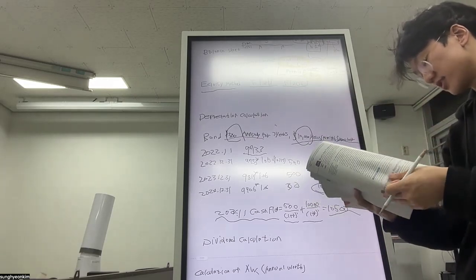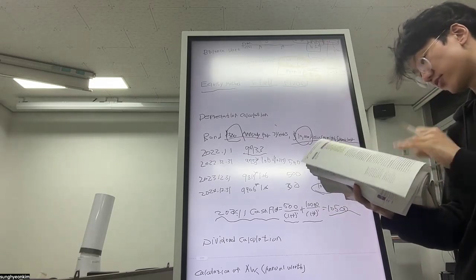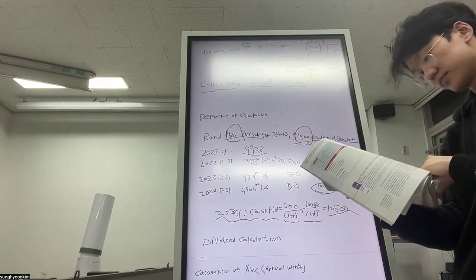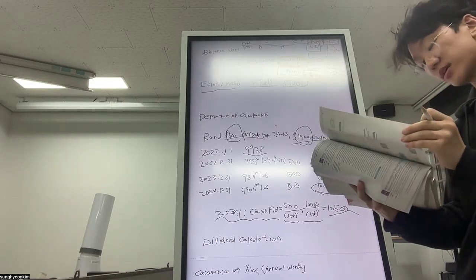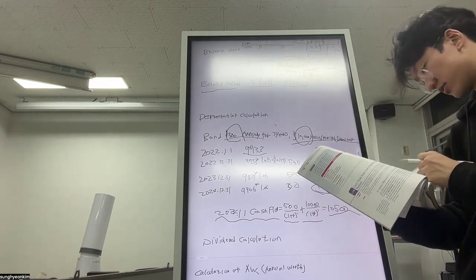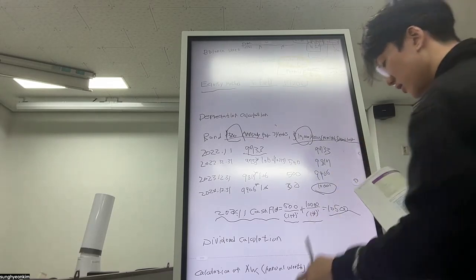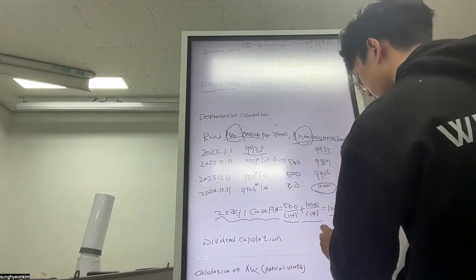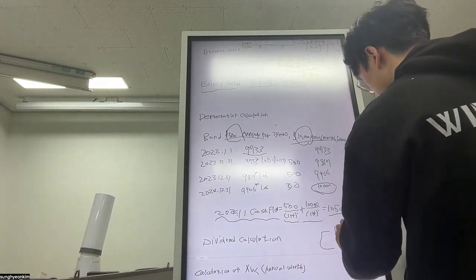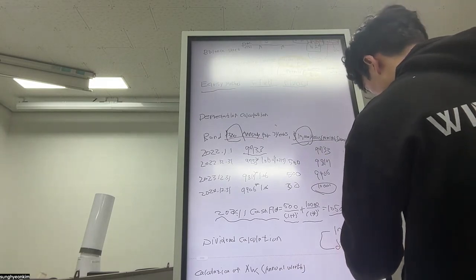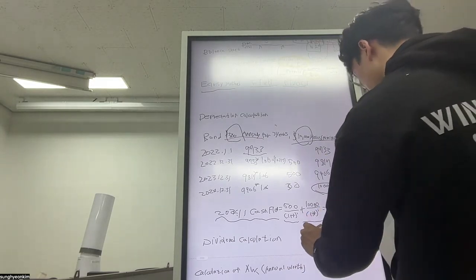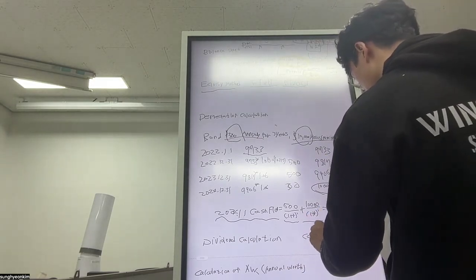And for the statement of cash flow, there is the indirect method and the direct method. Indirect and direct method for the statement of cash flow.